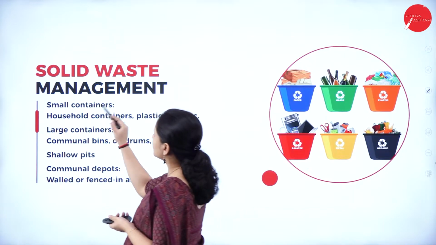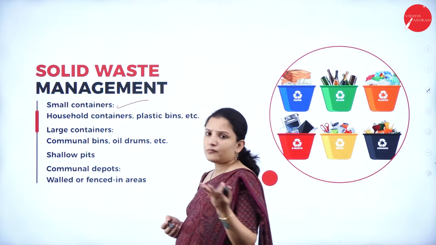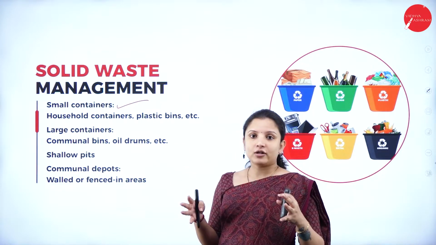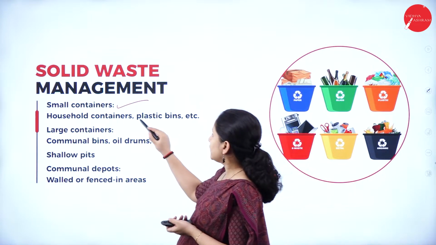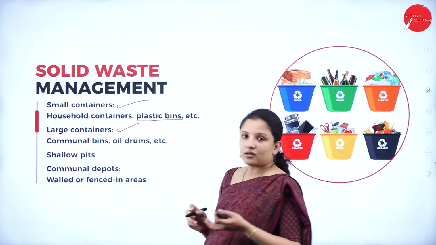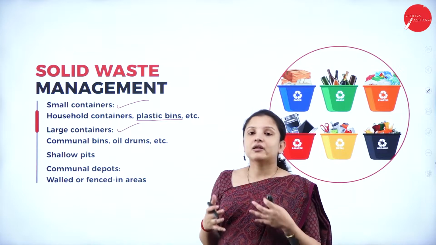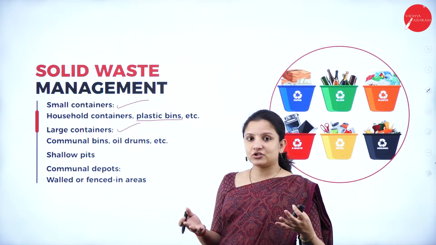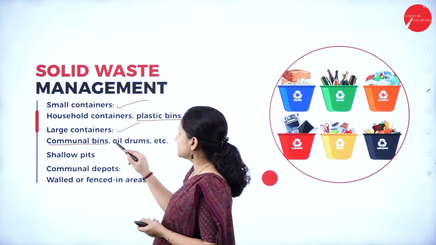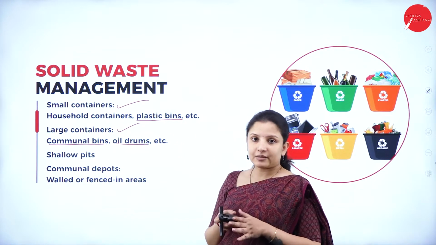So you can use small containers, like some household containers, these huge paint bins and all that are there, that can be used. Then we can use plastic bins. Then we can use large containers. If in a house lots of people are there wherein a large amount of solid waste is generated, larger containers can be used, like communal bins, oil drums, or oil drums can be kept in the home.